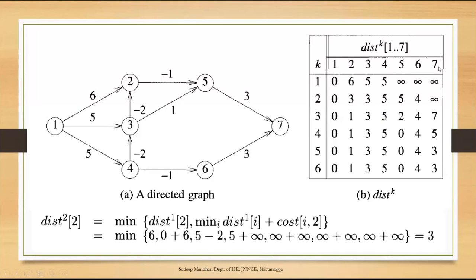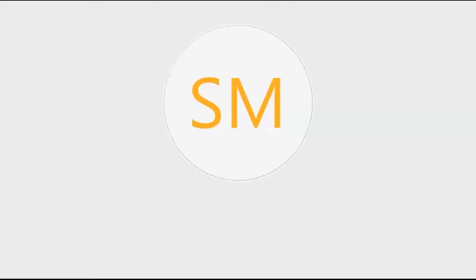N is the number of vertices. There are 7 vertices, so each column represents a vertex. And the rows start from 1 till n minus 1. It is the value of k. K takes the value from 1 till n minus 1. Okay, this is the table that we have to create, and we will see how to do this.